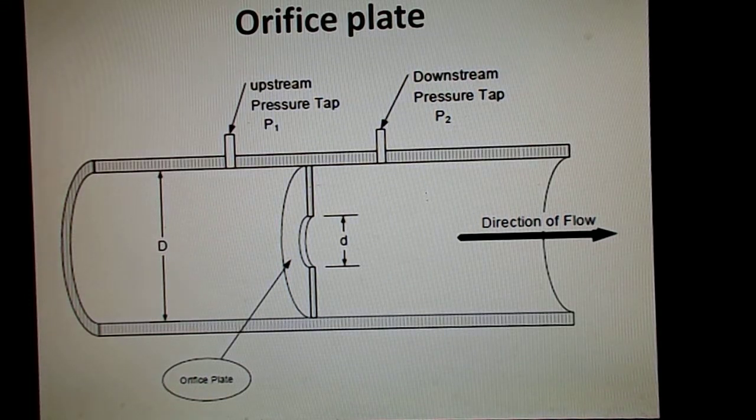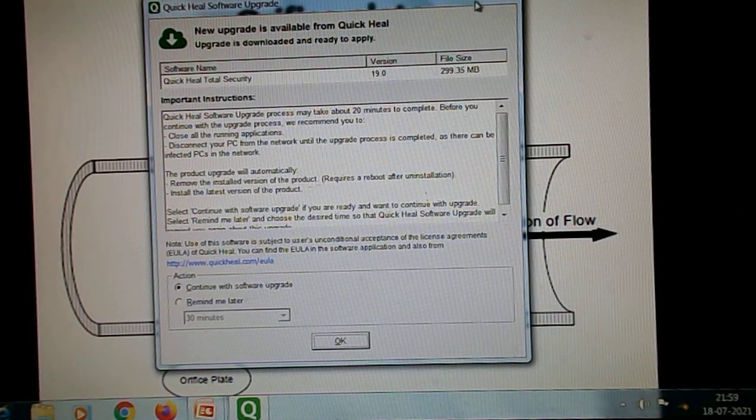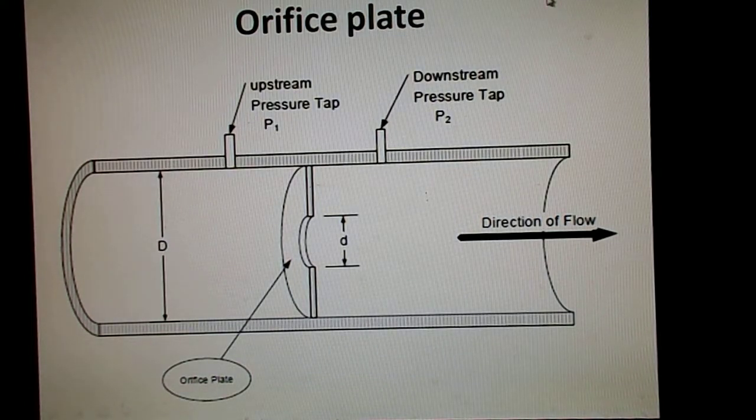So upstream of this orifice plate we have a pressure tapping which is measuring P1, and downstream of this orifice we have a pressure tapping which is measuring downstream pressure P2. Capital D is the diameter of the pipeline and small d is the diameter of the orifice hole.